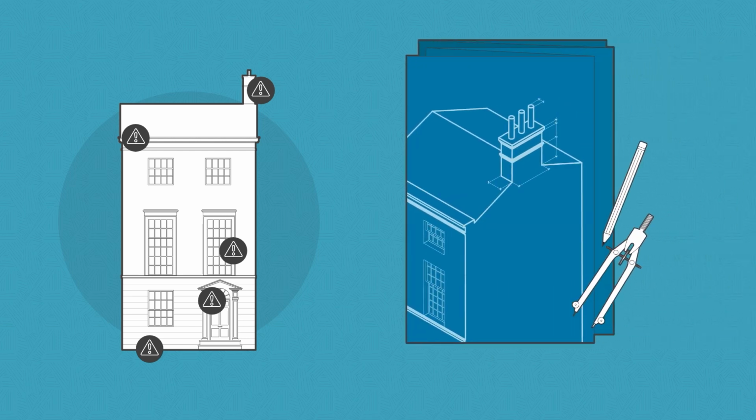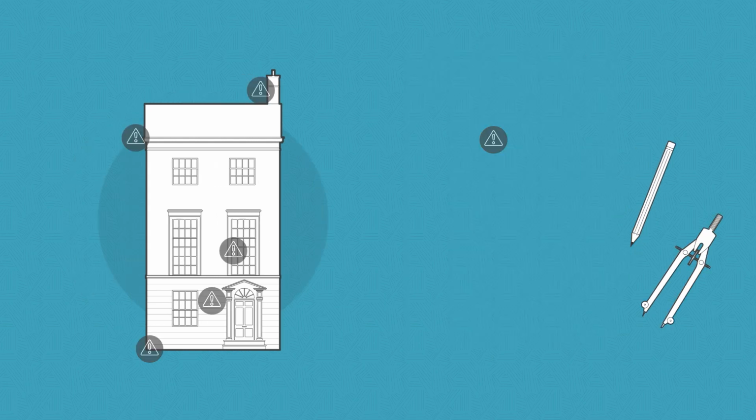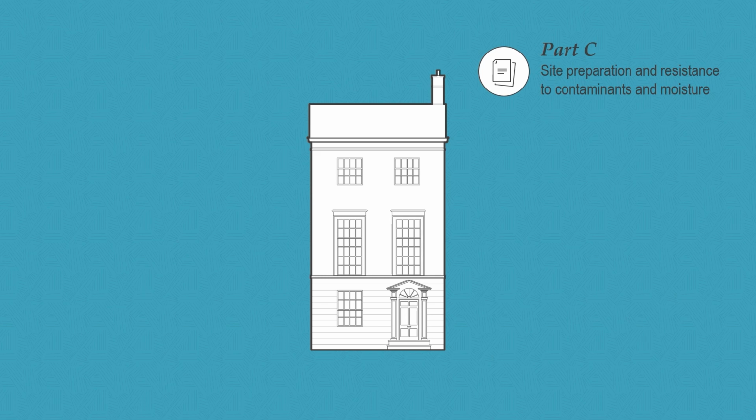When you're doing airtightness work or installing insulation, it's important to take a risk-based approach. Considering risk and planning mitigations means that you can avoid introducing unexpected problems or causing damage. Moisture is a big risk in retrofit. It's covered in Part C.